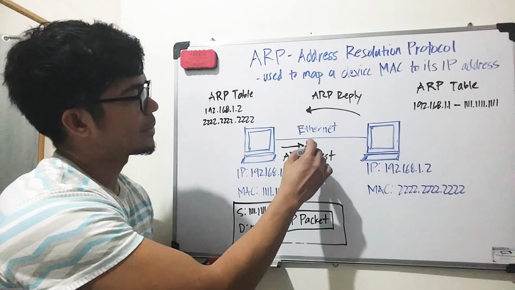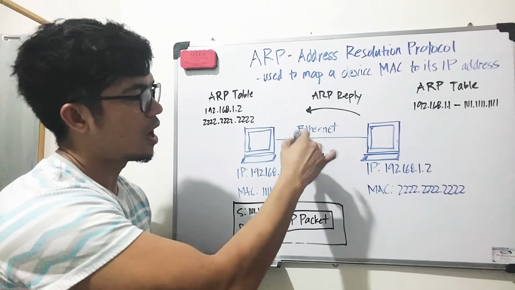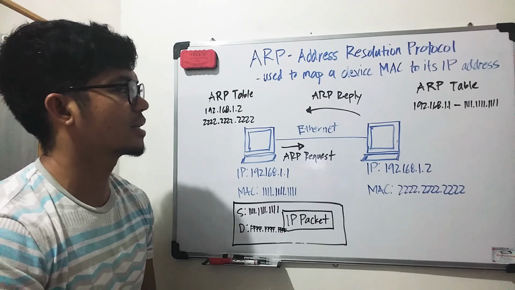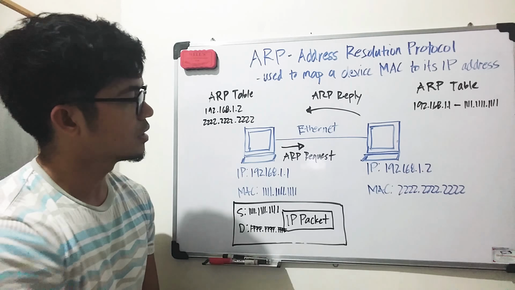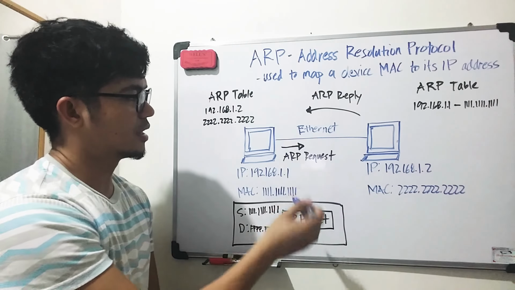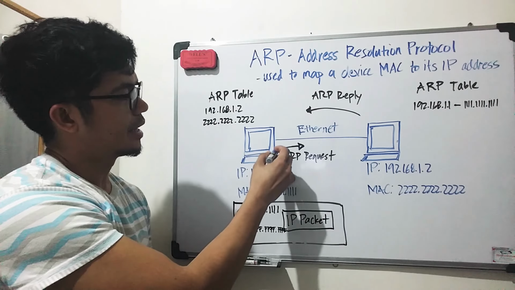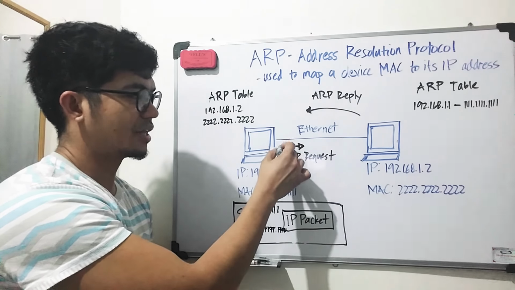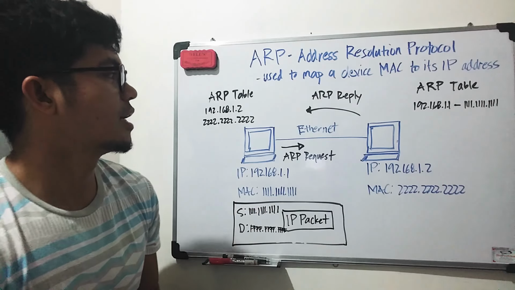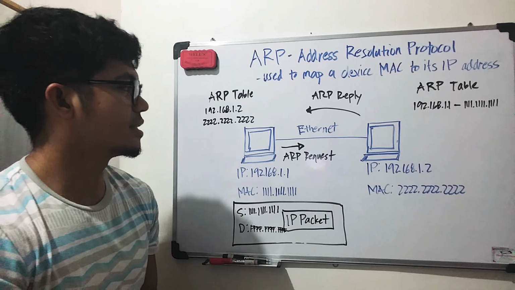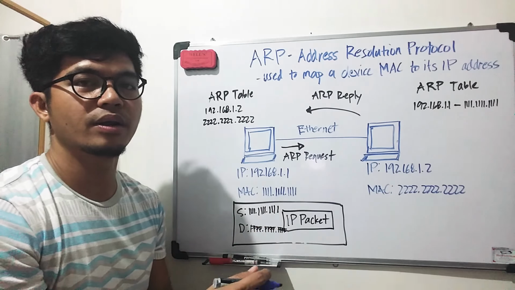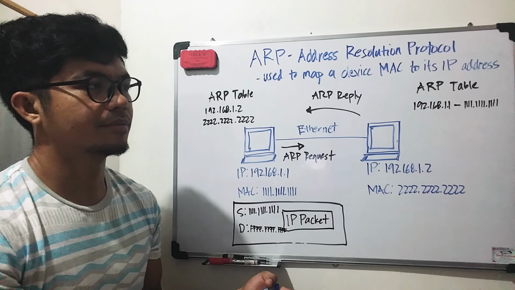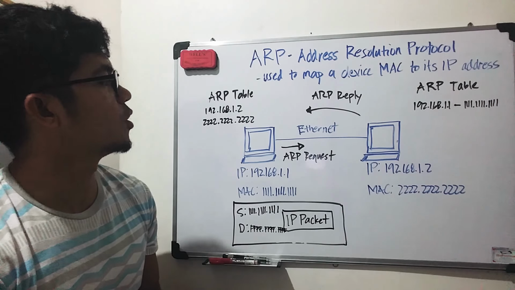What will happen is that all the PCs or the hosts on the same segment will receive the broadcast, except this PC, because the broadcast is originally from this PC, so the switch will not forward the broadcast to the port where it originally arrived or was received on.